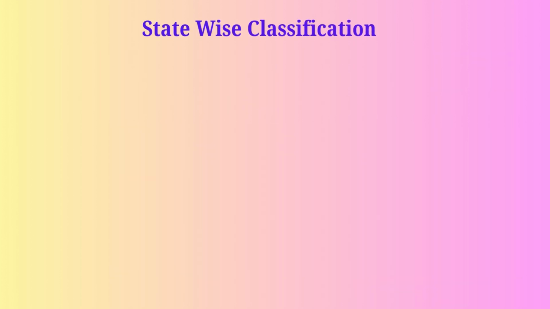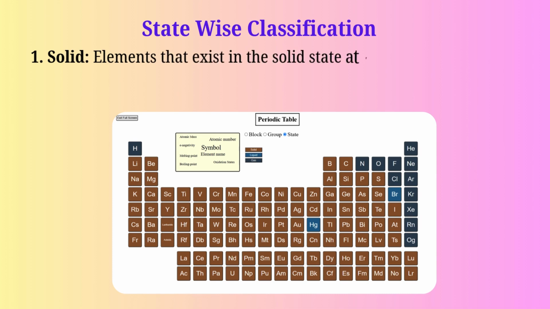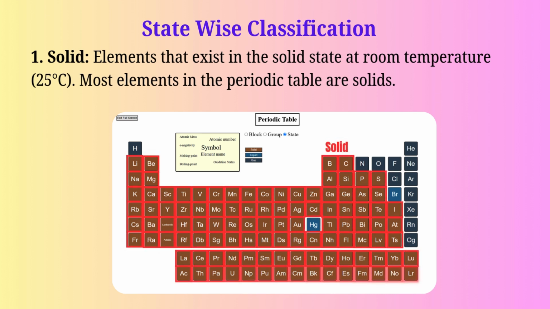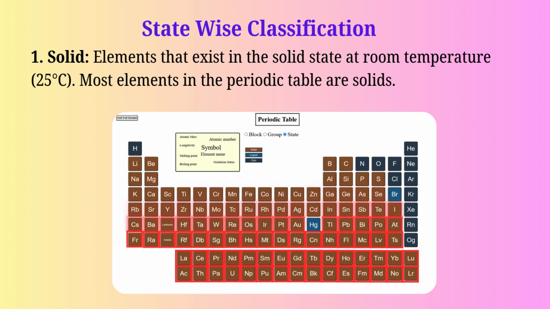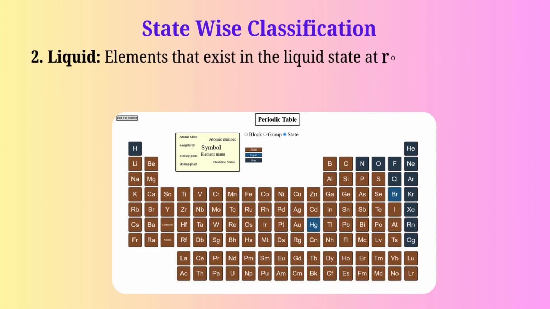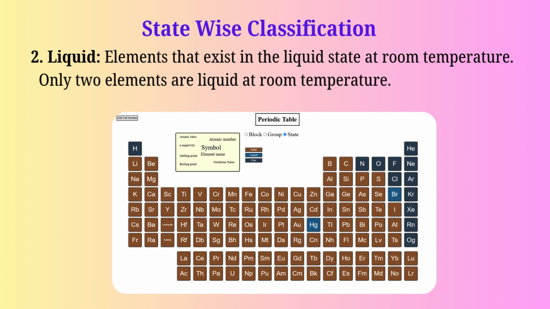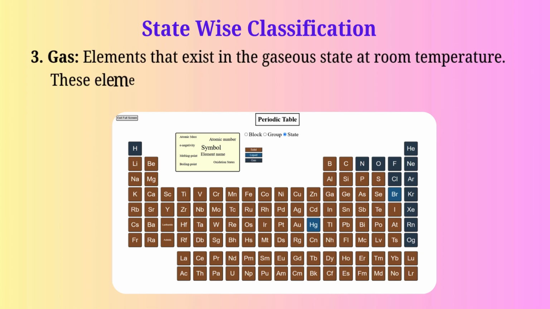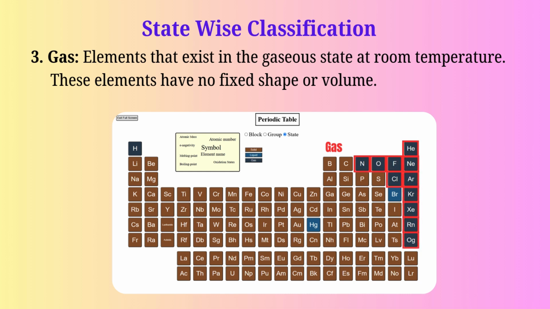Now, classify the periodic table state-wise. The first is solid. Elements that exist in the solid state at room temperature, 25 degrees Celsius. Most elements in the periodic table are solids. The second is liquid. Elements that exist in the liquid state at room temperature. Only two elements are liquid at room temperature. The third is gas. Elements that exist in the gaseous state at room temperature. These elements have no fixed shape or volume.